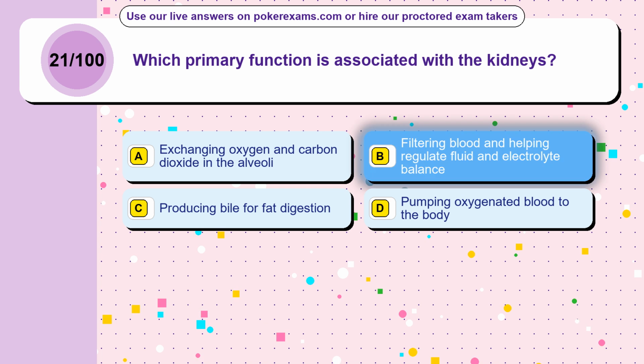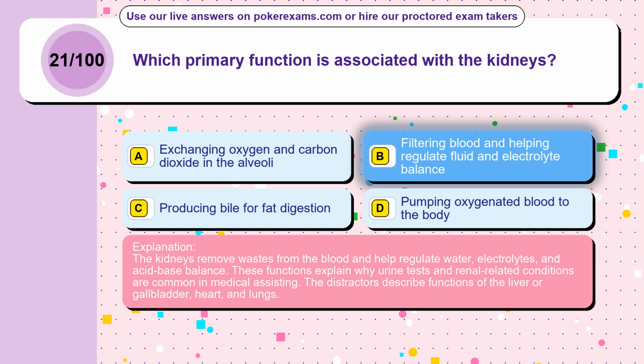The correct answer is option B. Filtering blood and helping regulate fluid and electrolyte balance. The kidneys remove wastes from the blood and help regulate water, electrolytes, and acid-base balance. These functions explain why urine tests and renal-related conditions are common in medical assisting. The distractors describe functions of the liver or gallbladder, heart, and lungs.